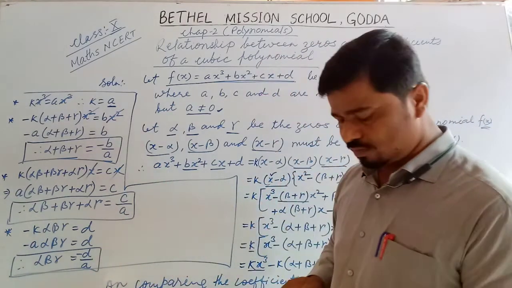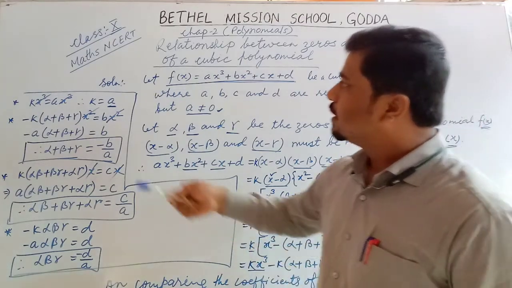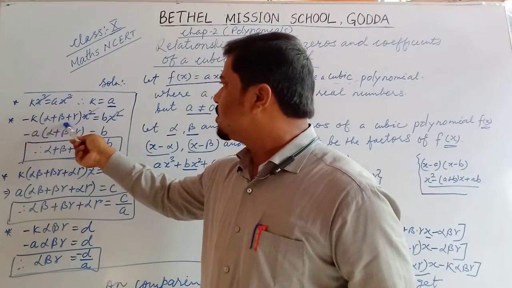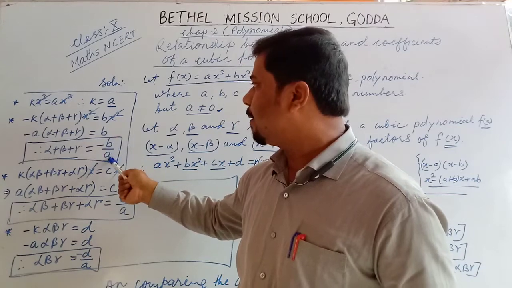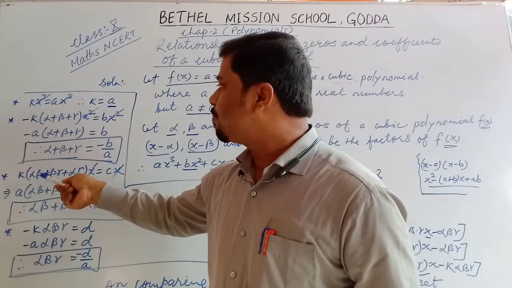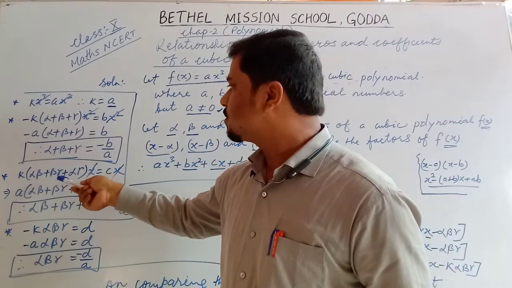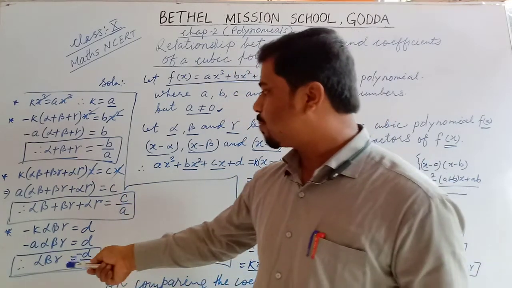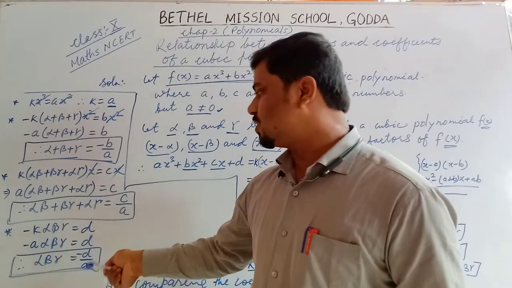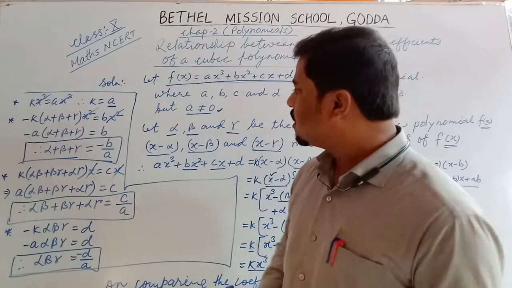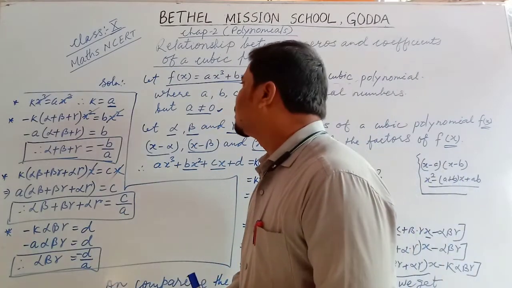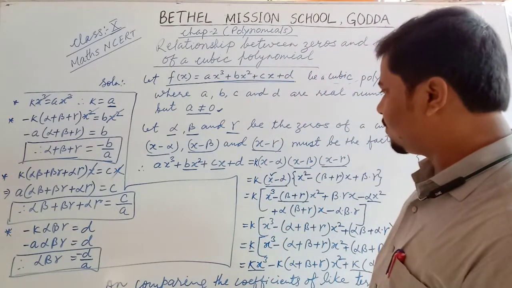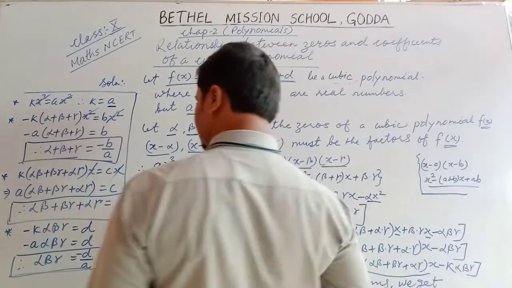So you have seen sum of zeros is minus b upon a, sum of product of any two zeros is c upon a, and product of zeros is minus d upon a. So this is the relation between the zeros and coefficients of cubic polynomial.